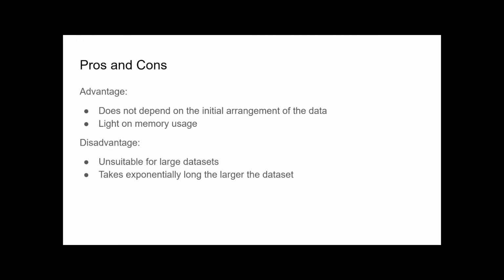So the pros and cons of selection sort: the advantage is that it doesn't depend on the initial arrangement of the data. So you can just scan the entire array and then do it repeatedly and find the minimum value. And also it's light on memory usage. It's not very costly when it comes to memory, right? The disadvantage is that it's unsuitable for large data sets because it takes a long time with large data sets because it maintains 2 subarrays.